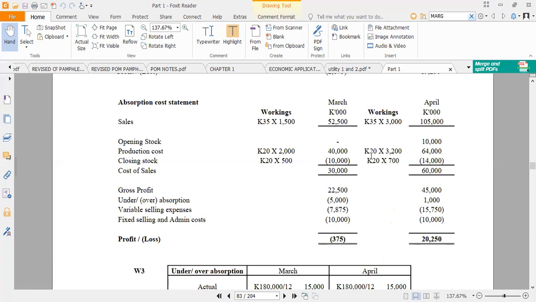All right, then we are getting 64,000. Then less closing stock of 700 units because we only sold 3,000. When we opened with 500, we produced 3,200. So closing stock was 20 by 700, which is 14,000. And the cost of sales is 50,000 in this case for April. Then gross profit, we are getting 105,000 minus 60,000, which is giving us 45,000.